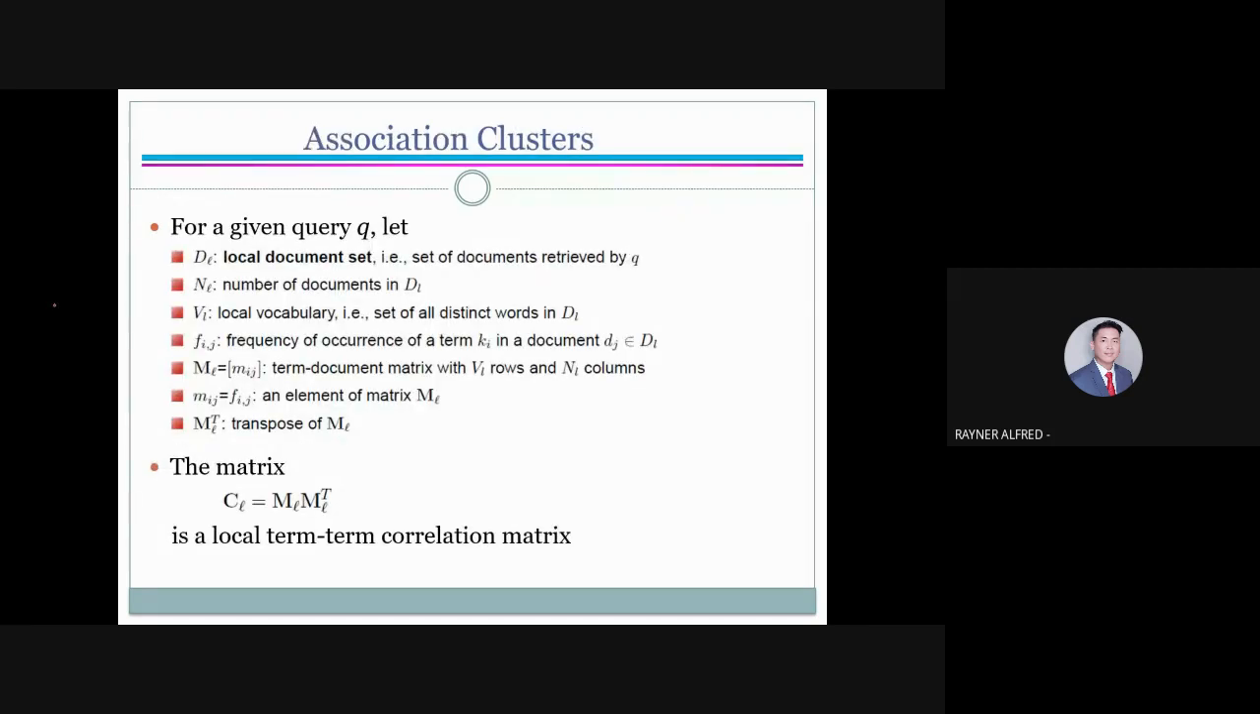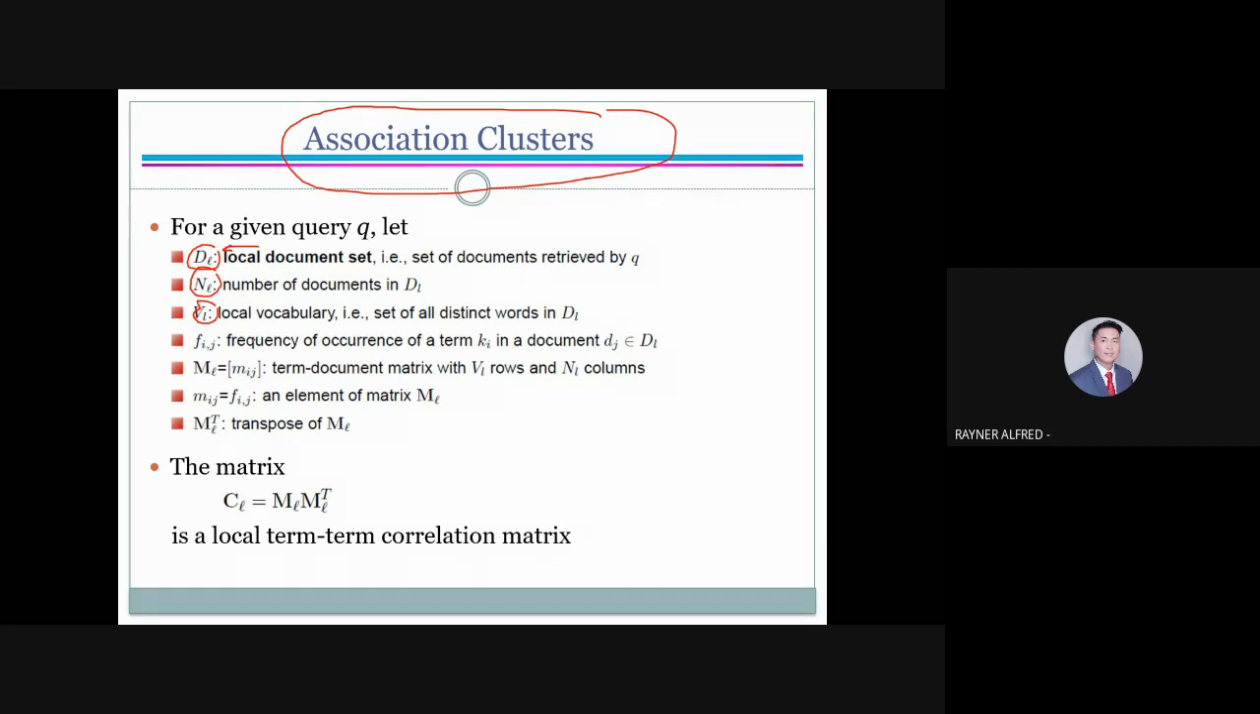In order for us to define what is called an association cluster, first we need to define the query, and we let the local document set. So this is the local document set. This is the size of the document set, or the number of documents, and we have a list of local vocabulary, a list of distinct words for all the documents that we have here. Also we have the weightage. In this case, we are looking at the frequency of occurrence of the term ki in that document, and that document belongs to the local document set.